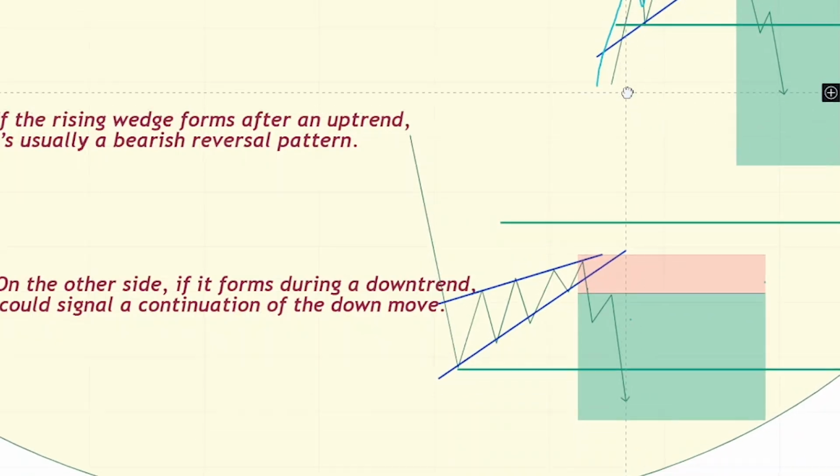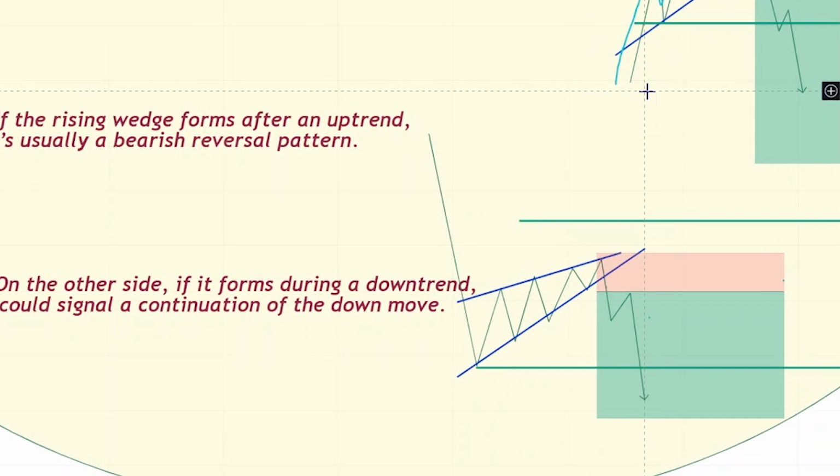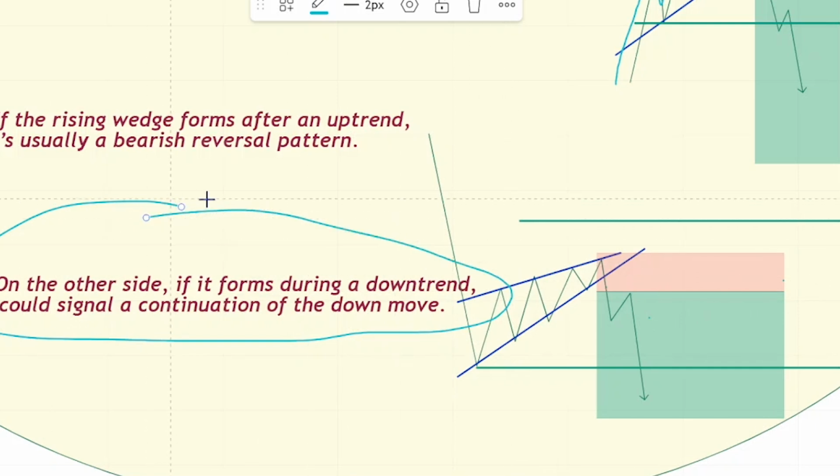On the side of continuation, this is when it forms during the downtrend, it could signal a bearish continuation. When you see a rising wedge formed in the downtrend, we are expecting the market to continue in the downtrend. We are also expecting to enter when the price breaks below the support trend line. This is a support trend line. That's where we are going to be entering for sell as an expectation of a bearish continuation. The stop loss will be above the formation of the pattern, and the target will be equal to the formation of the pattern.